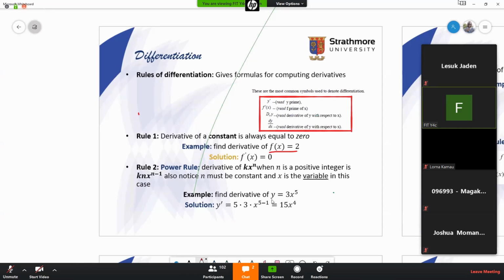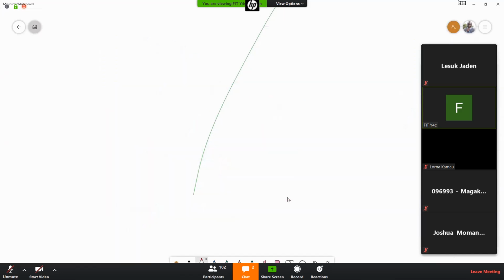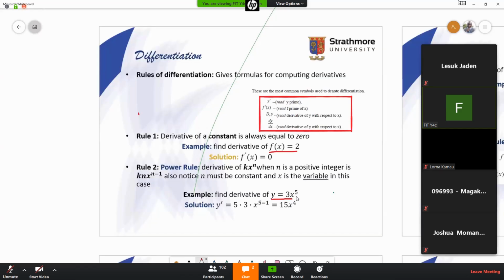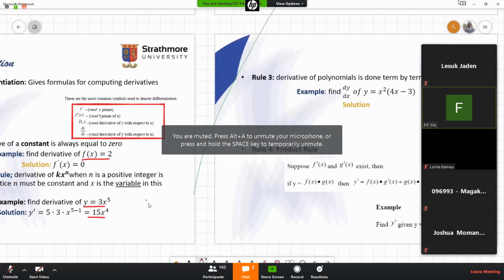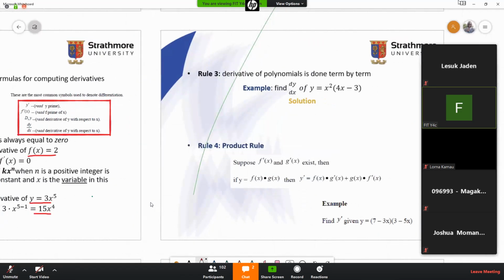Then there's something called the power rule. If you're given a function like this one, y is equal to 3x to the power 5, you just say 3 times that power. The formula is here: k times n, x remains, and you subtract 1 from the power. So the differentiation of this one becomes 15x to the power 4. 3 times 5 is 15, and the power is 5 minus 1. We all know this from high school to our mathematical units.